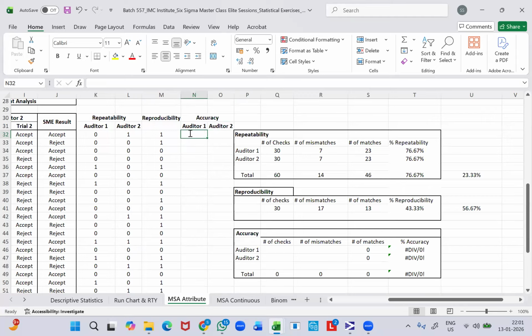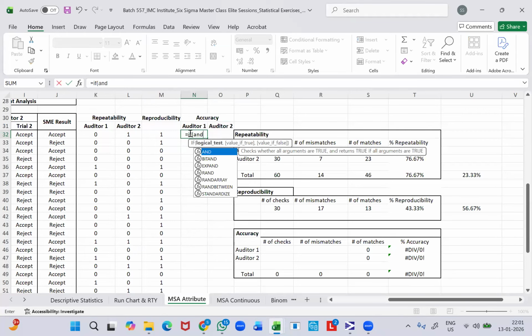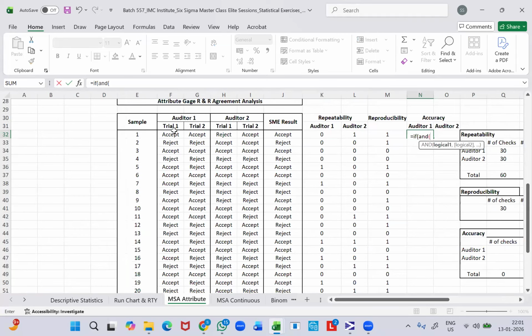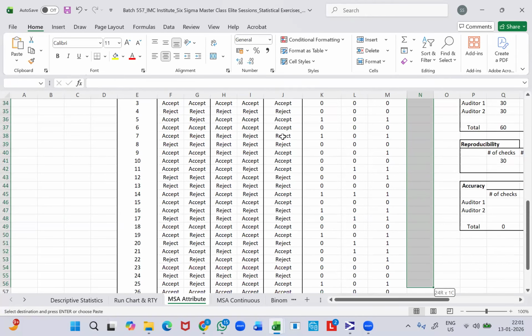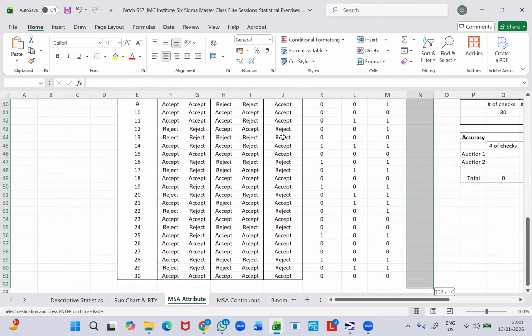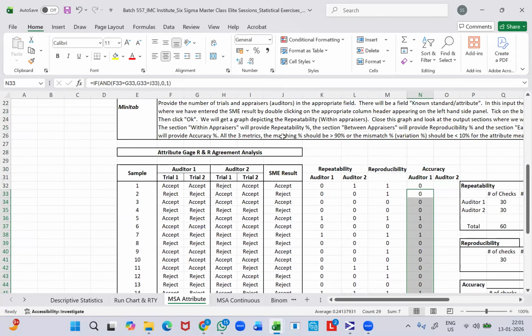So let me again write the if and formula in Excel. If and open bracket, auditor 1 trial 1 result is equal to trial 2 result, comma, the trial 2 result of auditor 1 is equal to the SME result. So all these three results matches, then count it as 0, otherwise count it as 1. Right. So let me just copy paste the formula and then count the number of mismatches as far as accuracy is concerned.